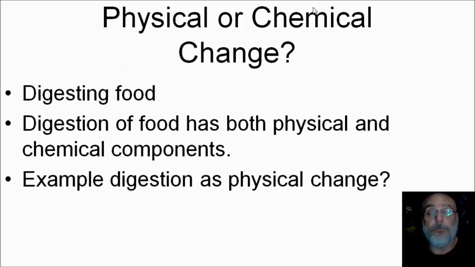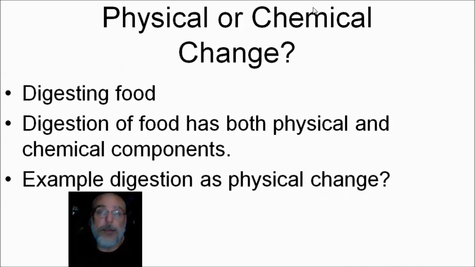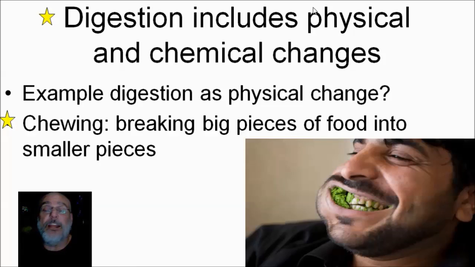So, for example, think about a physical change. If you have that sandwich and you cut it into slices, that's obviously a physical change. But what about part of your digestion system that would be similar to cutting up the sandwich? Well, if you think about it, that would be kind of like biting. So digestion includes physical and chemical changes. Chewing would be breaking those big pieces of sandwich into smaller pieces. That is one example of a physical change in our digestion process.